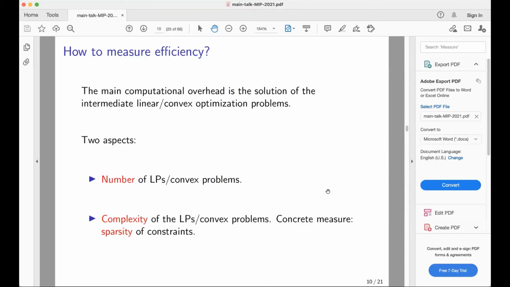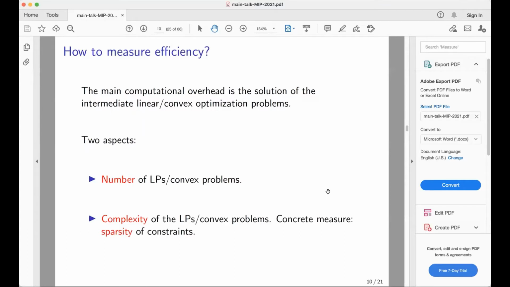And we are really going to focus on a very concrete measure, which is the sparsity of constraints. So if you're talking about nonlinear constraints, what do you mean by sparsity? Let's just think about linear constraints that you add when you apply these disjunctions or you add cutting planes. And we are going to say that a problem is more complicated if the constraints you have in that problem are dense as opposed to being sparse.